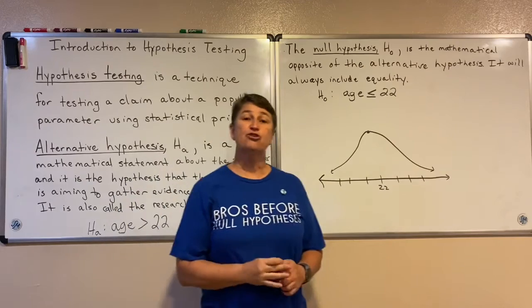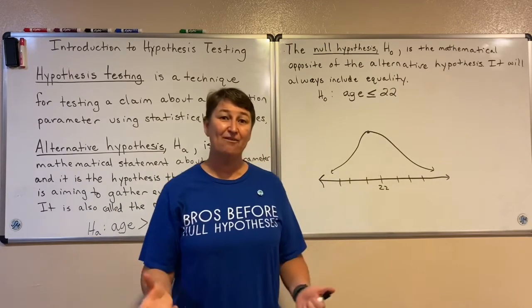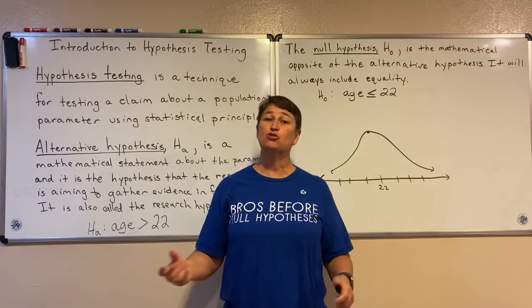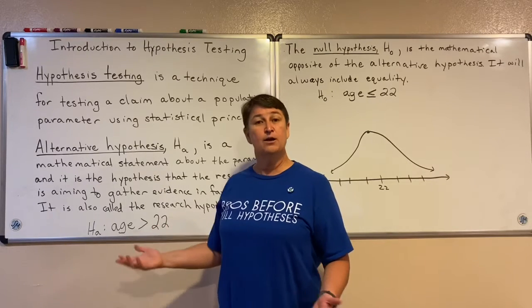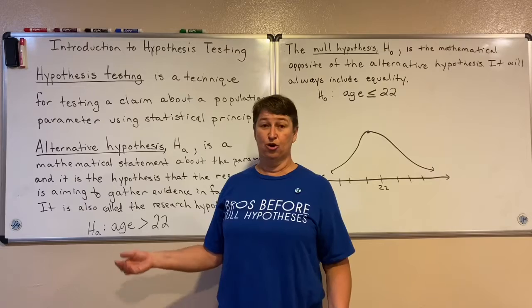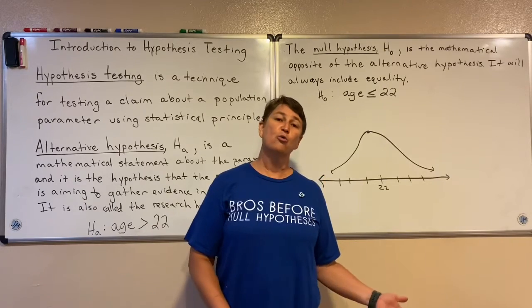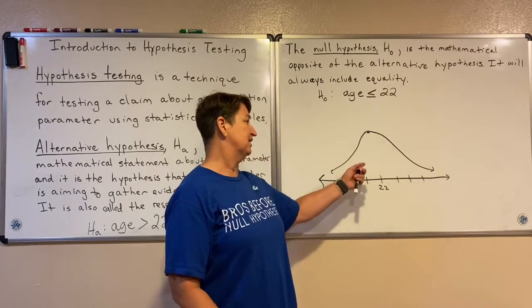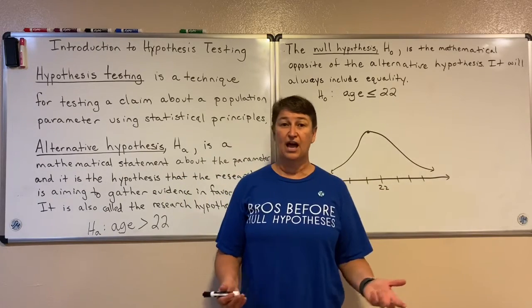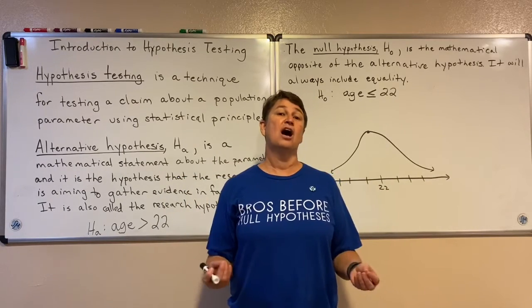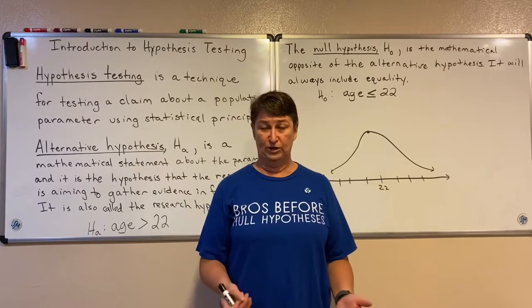Now, what we're going to do is go out and gather evidence. We're going to try to find enough evidence to convince us that maybe the age has gotten older than 22, or we're going to look for evidence that shows us that the age is not greater than 22.